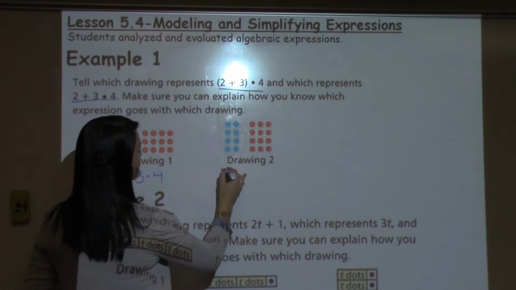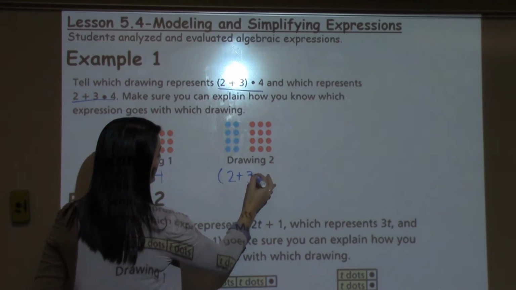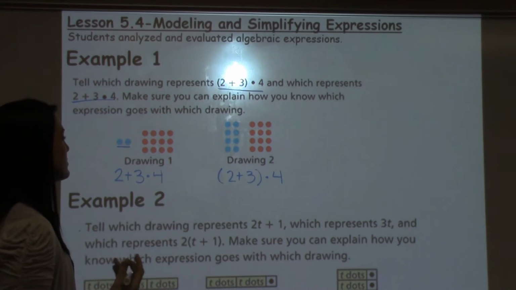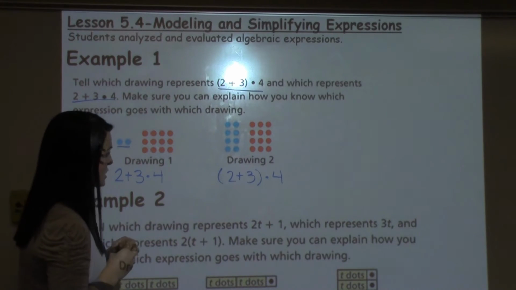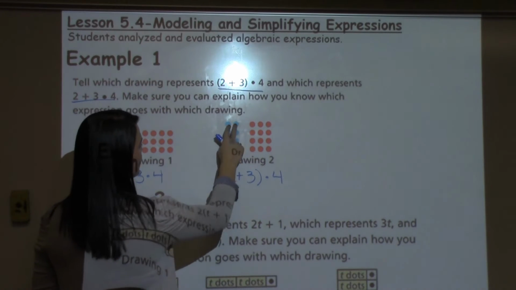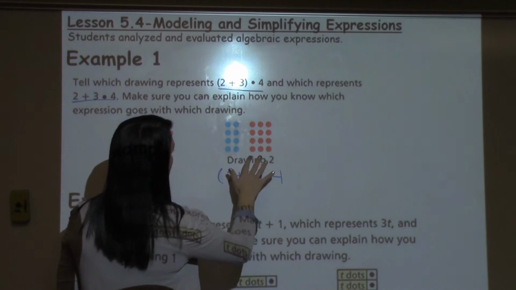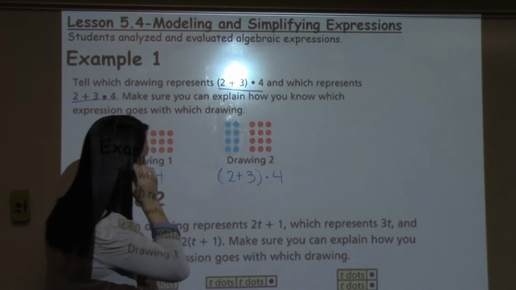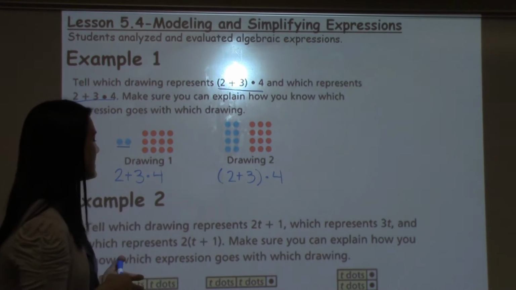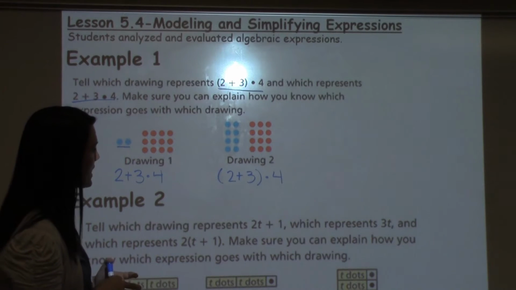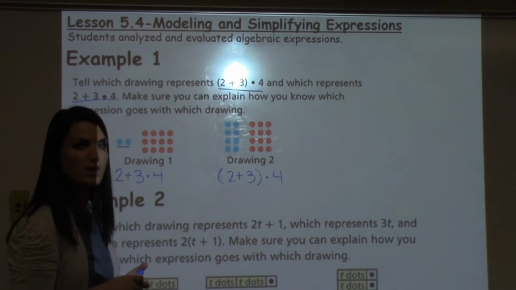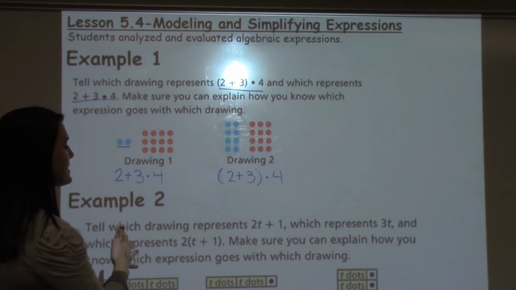Now, then it's pretty obvious with only 2 answers that 2 plus 3 in parentheses times 4 should match with drawing 2. But when you start to look at drawing 2, it's a little bit confusing because I see 8 blue dots here, and I see 12 red dots. And I don't see, 2 plus 3 I know would be 5. I know 5 times 4 is 20. And I do see that there are 20 total dots, but students might have a hard time explaining why that fits with that drawing.